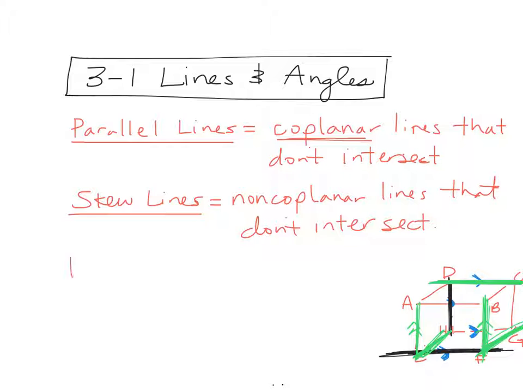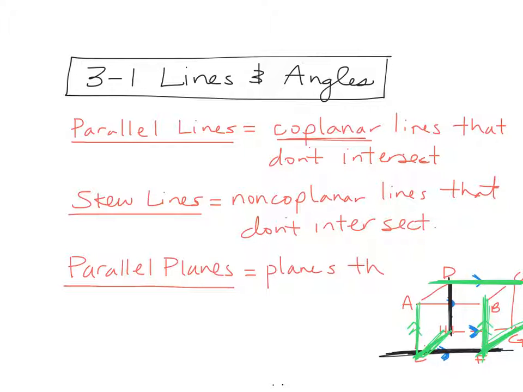All right, last one is parallel planes. And this one, we're just talking about an entire surface now, right? So the rectangle or the square that makes up our cube. We're looking for 2 planes that are never going to touch, okay? So planes that don't intersect.